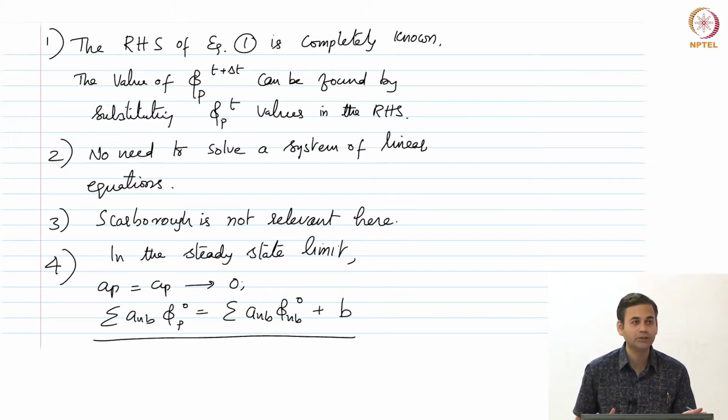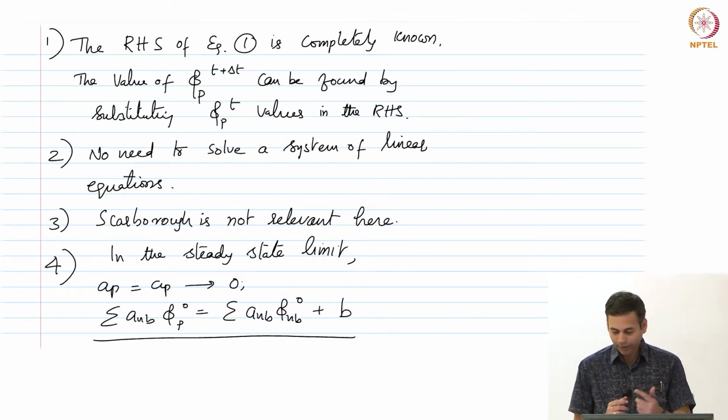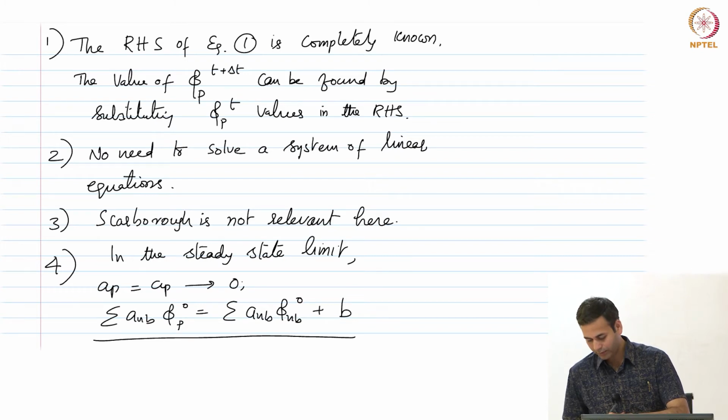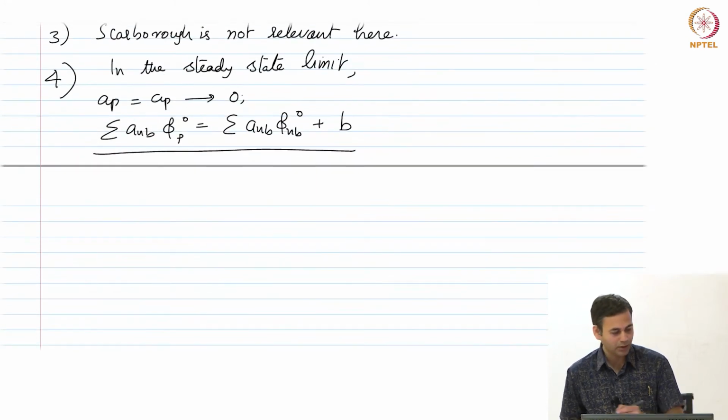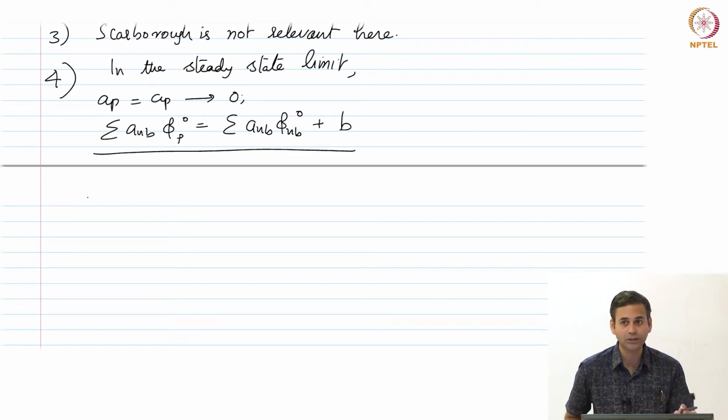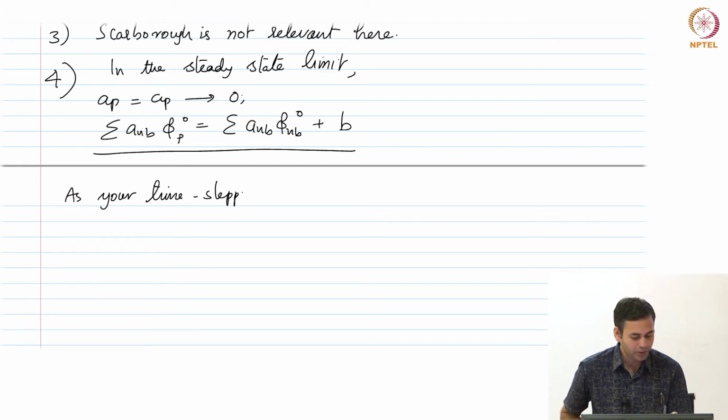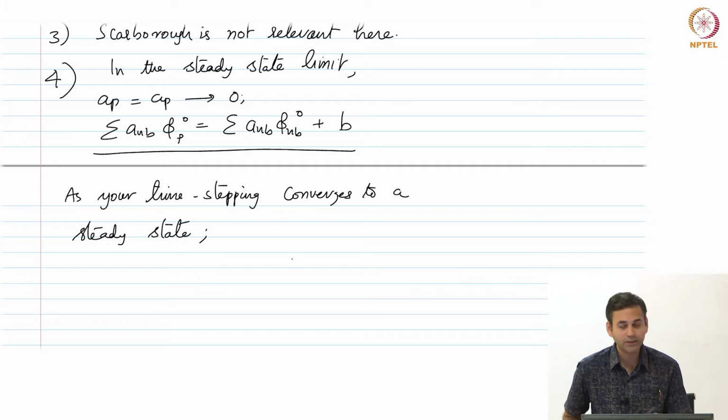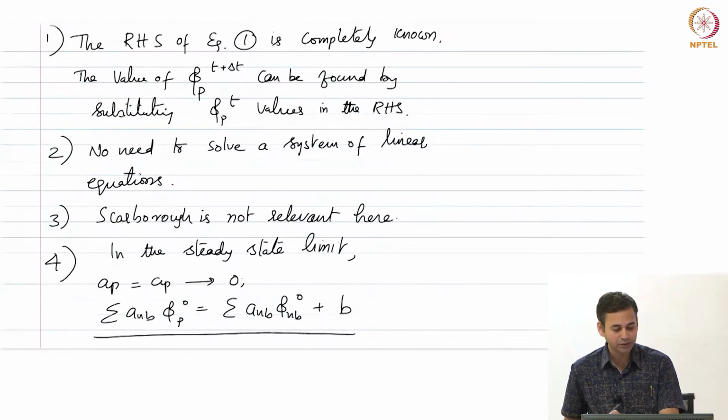This is our original equation in the first place, if you had started off with a steady diffusion, okay, fine. Now, this is from the point of view of the equation. Now, let us say your iterations converge or your time steps converge and you obtain a steady state solution, okay. As your time stepping converges to a steady state, what is it that you would obtain? Which quantity becomes unchanging?